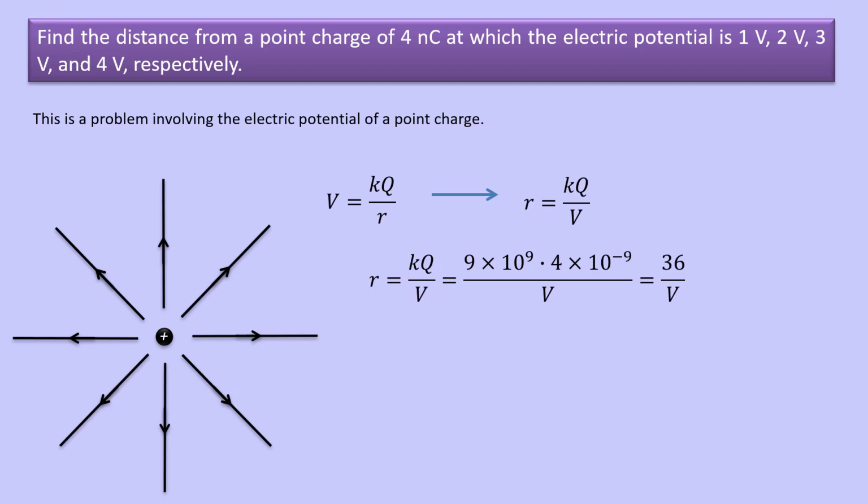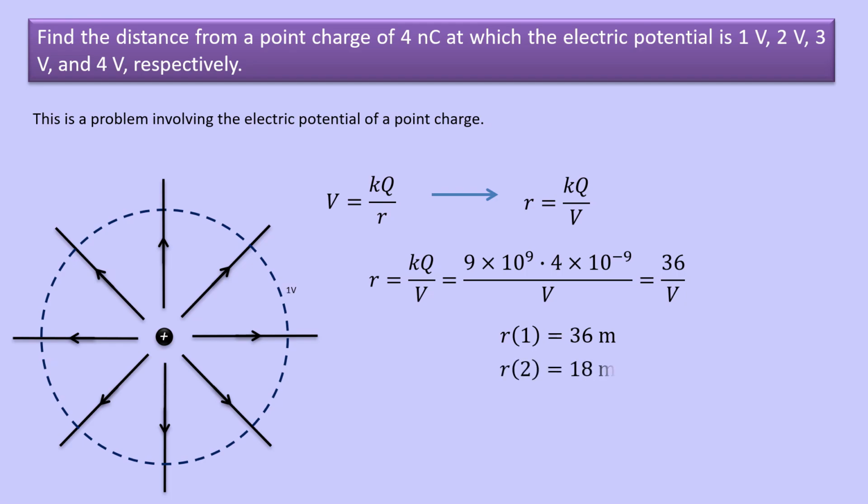Our working formula is now just this. The distance r is equal to 36 divided by the potential V. So let's just run the numbers real quick. For a potential of 1 volt, the distance is 36 divided by 1, which is, of course, 36 meters. Okay, for 2 volts, it's 36 divided by 2. That gives us 18 meters.